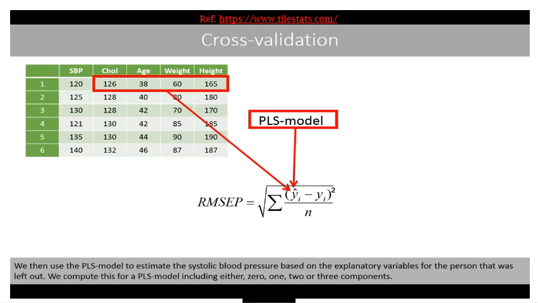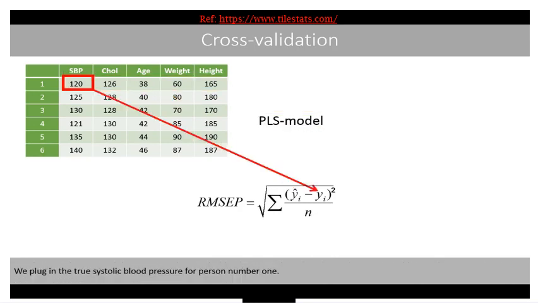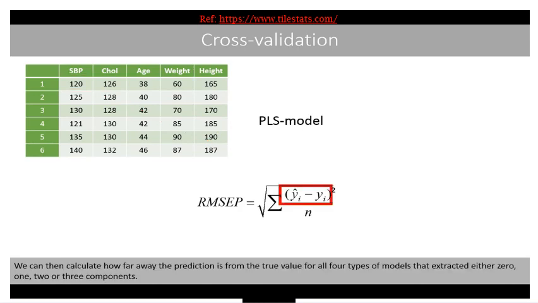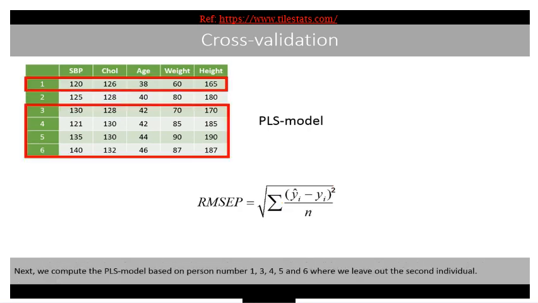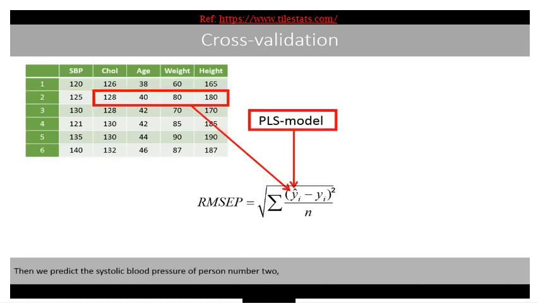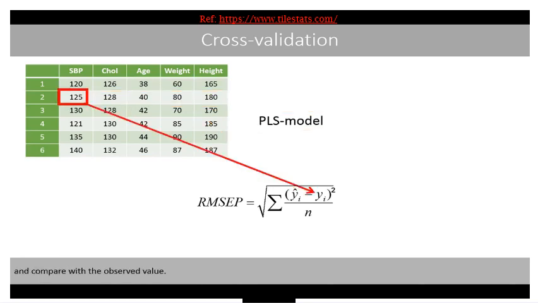We compute this for a PLS model including either 0, 1, 2 or 3 components. We then plug in the true systolic blood pressure for person number 1. We can then calculate how far away the prediction is from the true value for all types of models that extracted either 0, 1, 2 or 3 components. Next, we compute the PLS model based on person number 1, 3, 4, 5 and 6, where we leave out the second individual. Then we predict the systolic blood pressure of person number 2 and compare with the observed value.